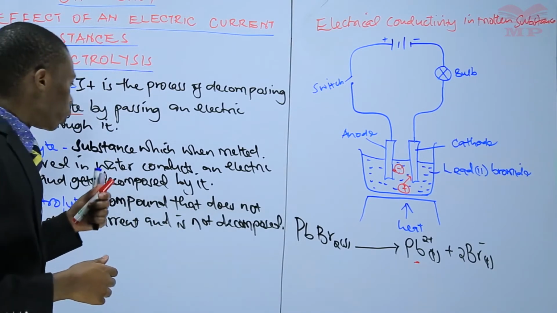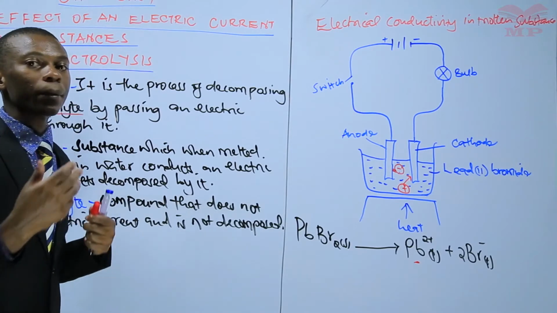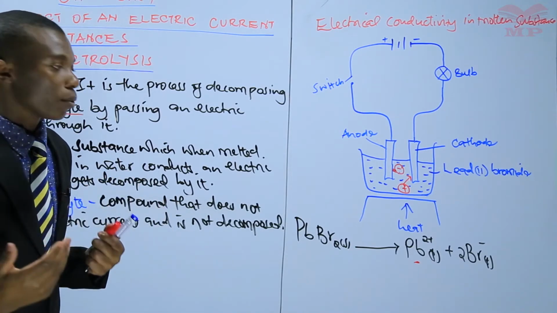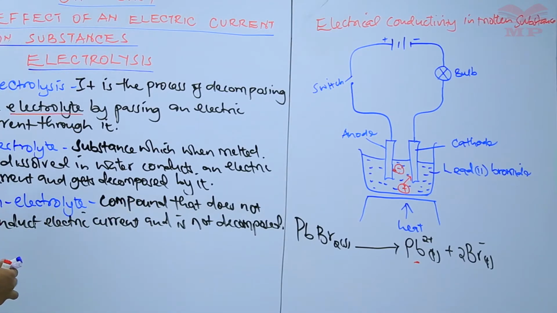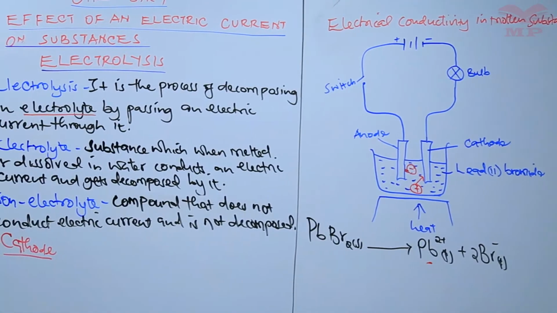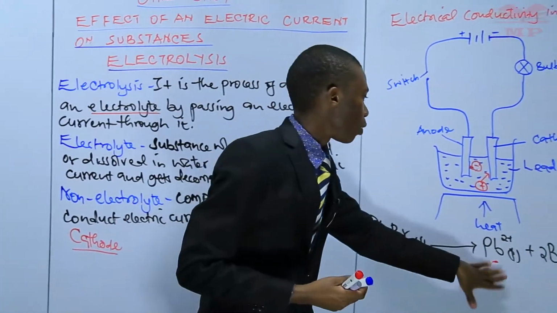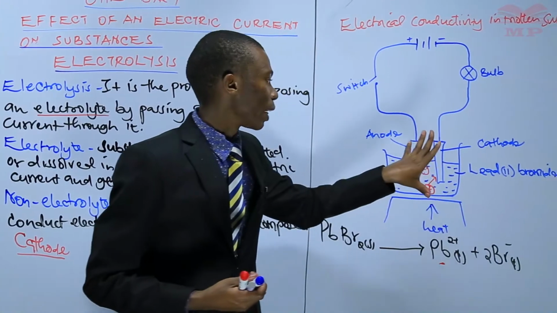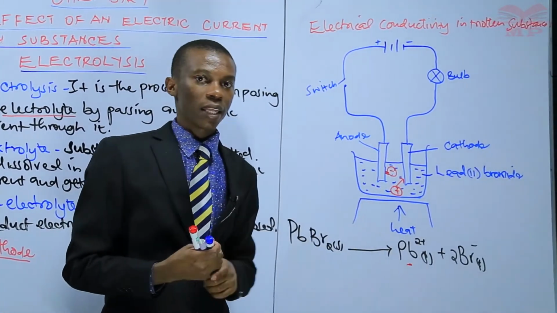Therefore, if we were to include the equations for what happens at both the anode and the cathode, the equations will be like this. At the cathode, the lead ions are attracted and deposited.